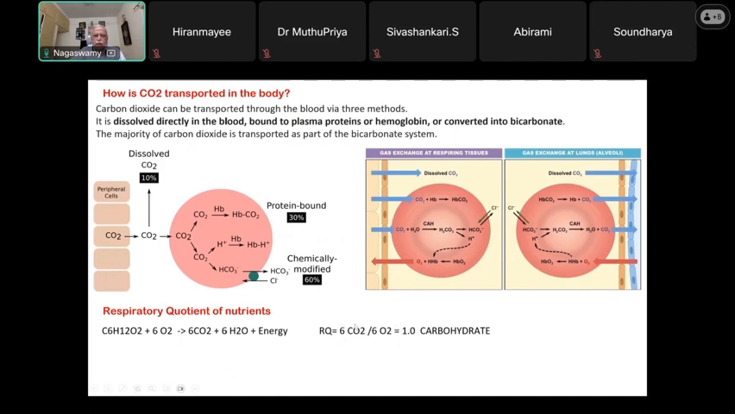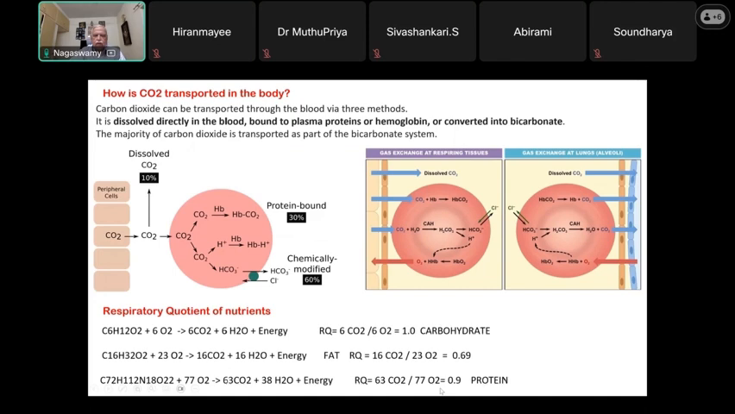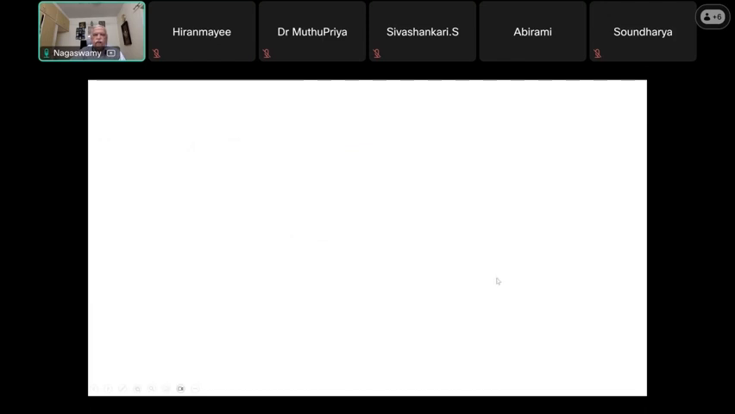So you get 6 molecules of carbon dioxide for every 6 oxygen. And for fat, this is about 0.69. And for protein, you get about 0.9. So these are all the various values.